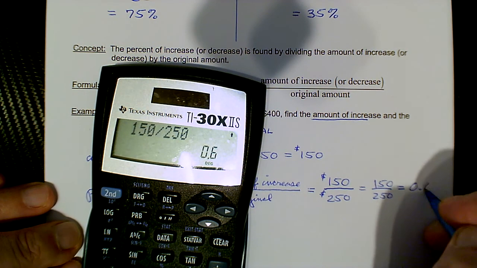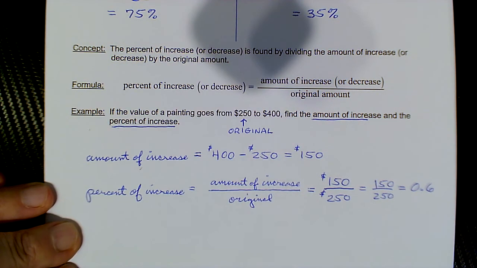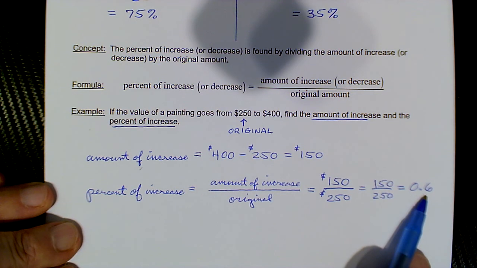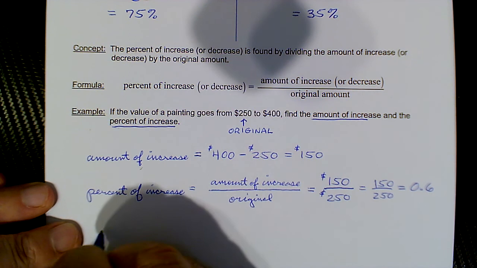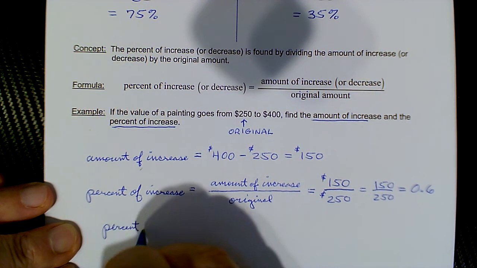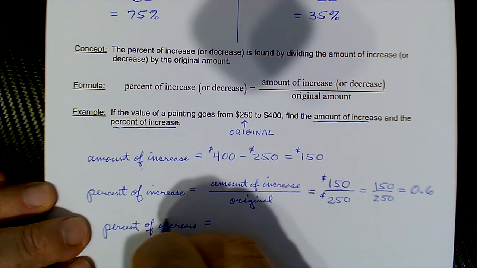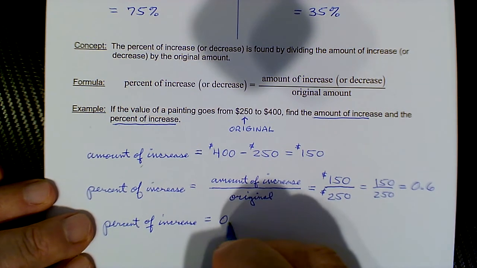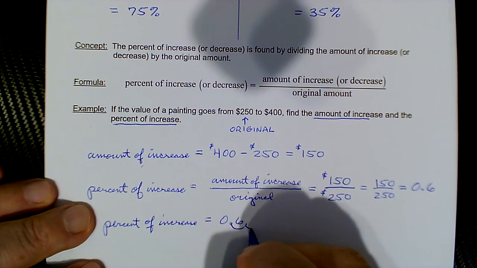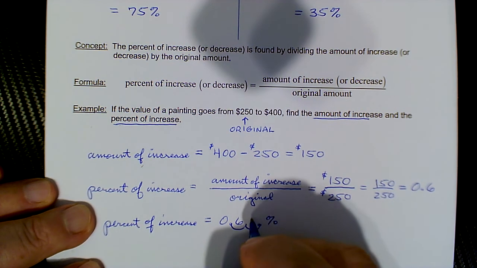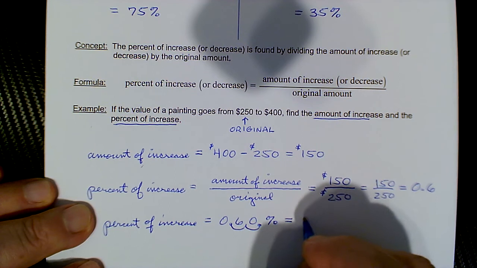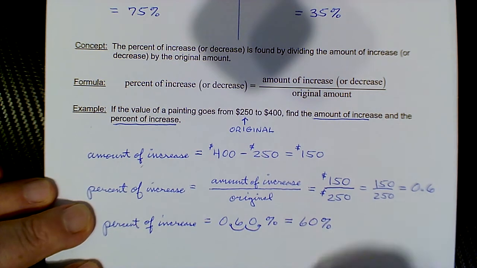But that's a decimal, and that needs to be changed to a percentage. So in these problems, the percent of increase that you find after you use the formula and you divide needs to be changed to a percentage. And so therefore, the percent of increase is, okay, it was 0.6, but two places to the right, add the percent symbol, need a placeholder, looks like 60%.